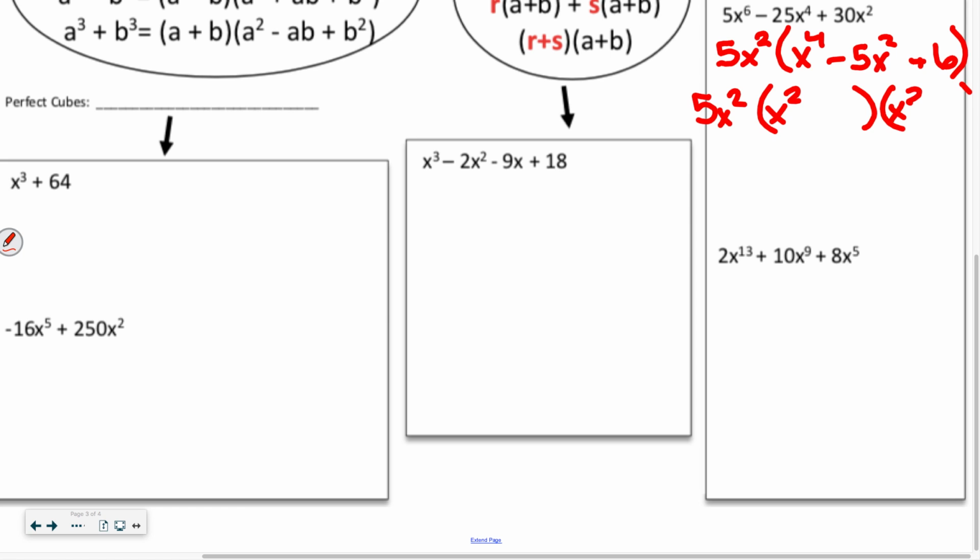Why wouldn't I choose x to the third and x? How do I know that's definitely not the things that multiply to make x to the fourth? To be honest, x to the third times x is x to the fourth. Why did I choose x squared and not? What's that? No, Kaylee?